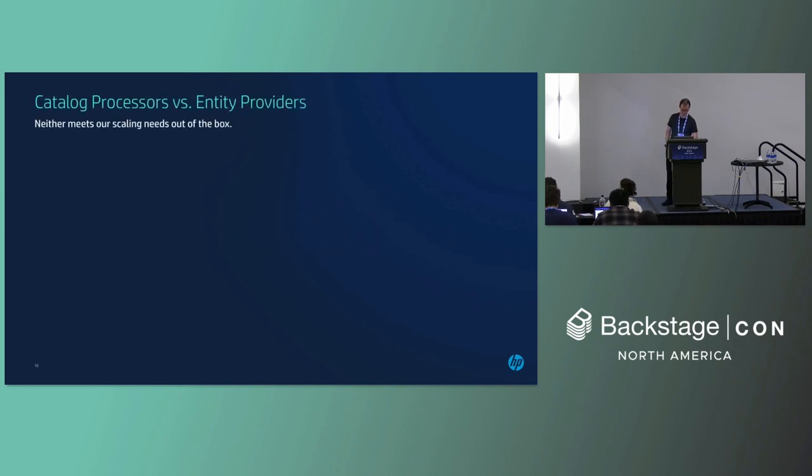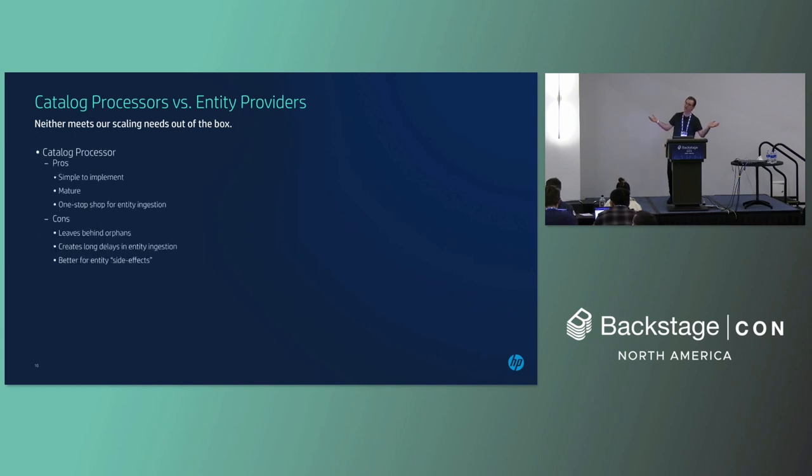So, to summarize the issues that we saw with both default out of the box design patterns for ingestion, because neither really fit our needs. The catalog processor did have some pros for ingestion. Simple to implement, mature, one-stop shop for entity ingestion, which is fine, but leaves behind orphans and creates long delays in entity ingestion. It's really just better for side effects, for emitting relations, is what we found for that.